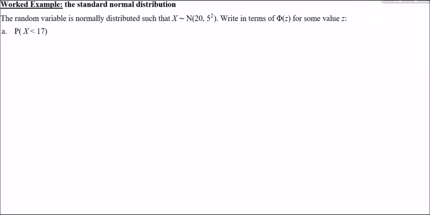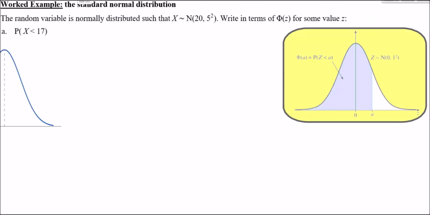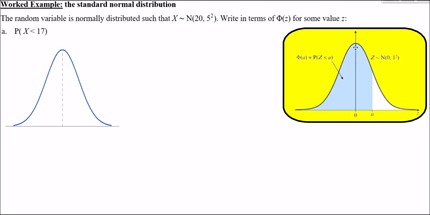So we have a random variable which is normally distributed such that X is normal with a mean of 20 and standard deviation of 5. Write in terms of Phi(z) for some value of z the probability that big X is less than 17. So I'm just going to remind us of what we had from before. This is the standard normal distribution. I'm going to compare, and I suggest you do the same until you get very fluent and confident with standardizing the normal distribution.